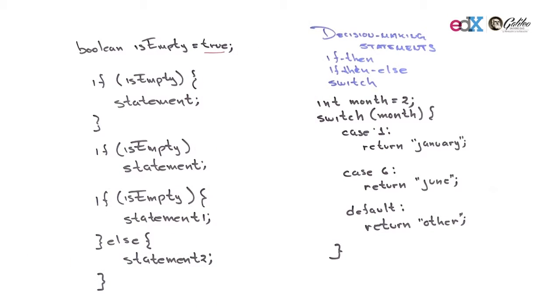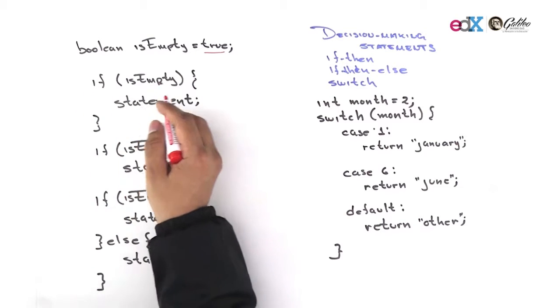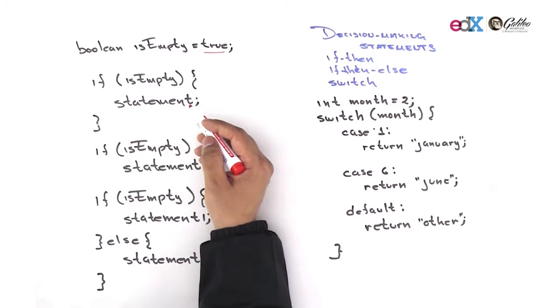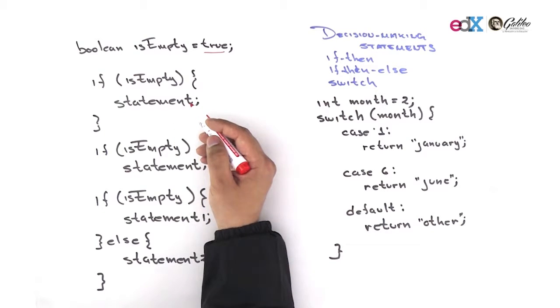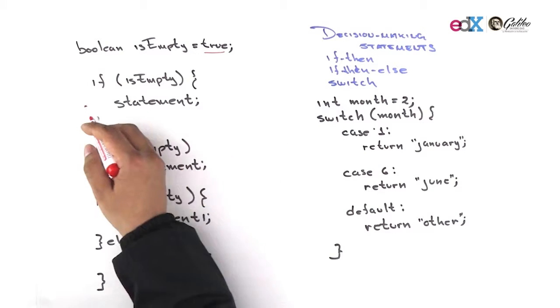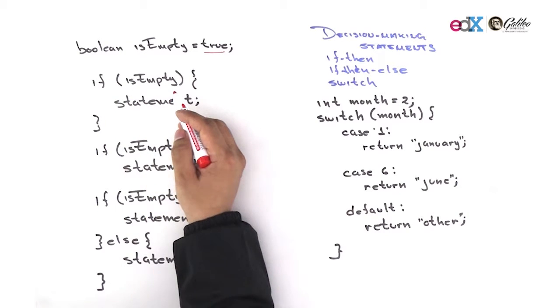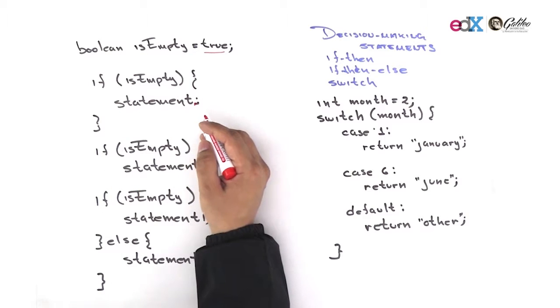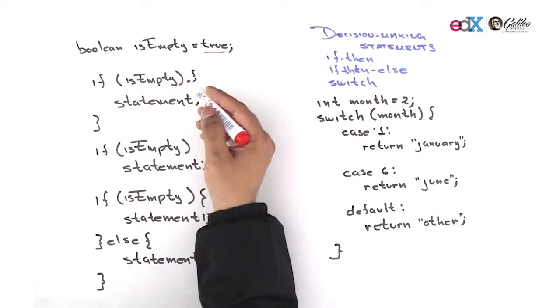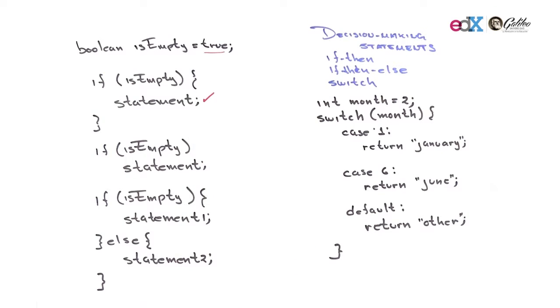We can read the if-then statement in this form. If it's empty, then statement. The word then is not written, but is implicit in the statement. If the evaluation of empty is true, then the next statement will be executed. So in this case, is empty is true. Then the statement will be executed. If for some reason is empty changes to false, the statement will not be executed.